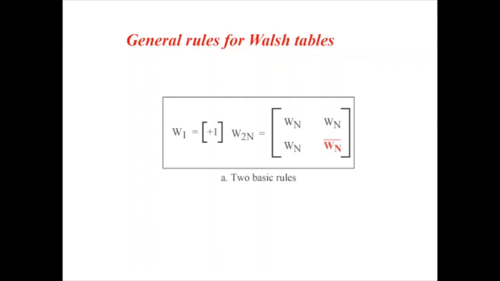Now with the same example, if W1 is given to you and I ask you to create a chip sequence for a system with 4 stations, W4, how do we create it? It will be created this way. First we need to obtain W2 with the help of W1. We'll assume we start with W1 equal to +1. So W2 is +1, +1, +1, and -1, because we started with +1.